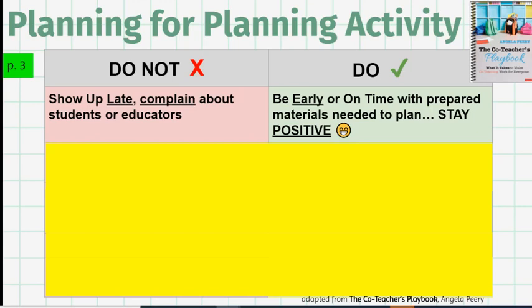Complain about the students or the educators. We never, ever want to be tearing down our educators. We want to be supporting and building them up. What we want to do is be early. So fill in early or on time with prepared materials needed to plan. And you need to be staying positive. Okay. Now take some time, hit pause, fill in the other pieces, and then we'll come back and we'll look at the answer.